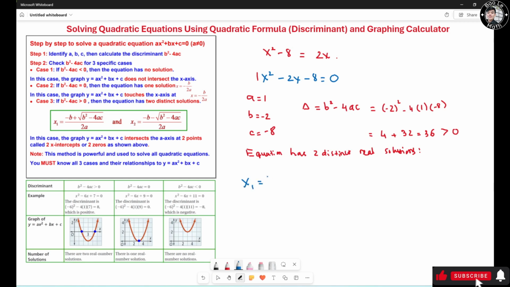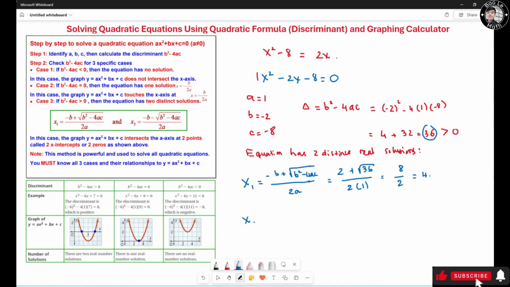S1 equals -b plus the square root of b squared minus 4ac over 2a. -b equals -2, so it turns out to be plus 2. Alright, plus this guy, but this guy equals 36 right here. So the square root of 36 over 2 times 1. The square root of 36 equals 6. 6 plus 2 equals 8 over 2, and it's going to be 4.